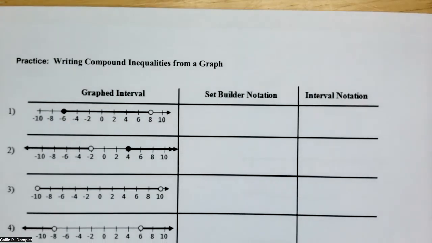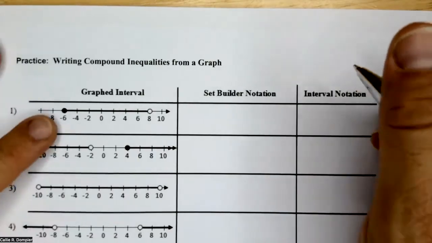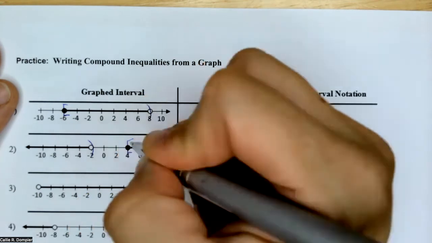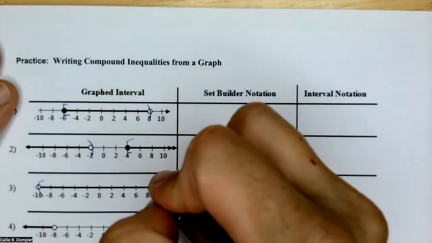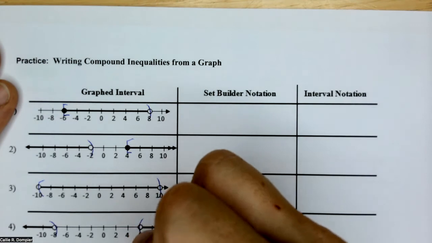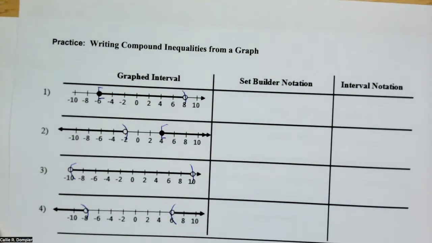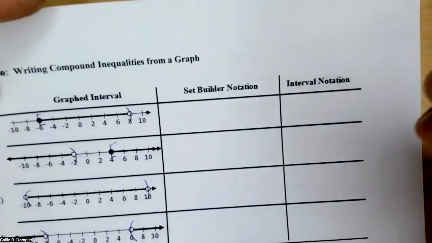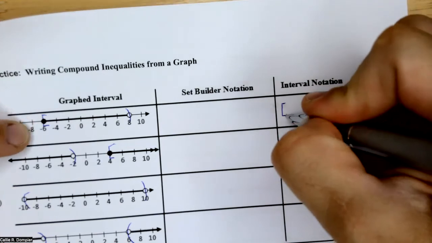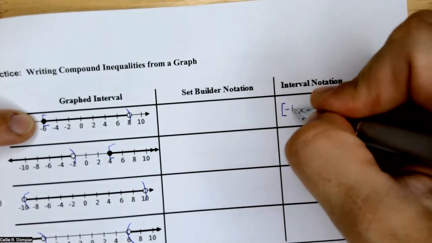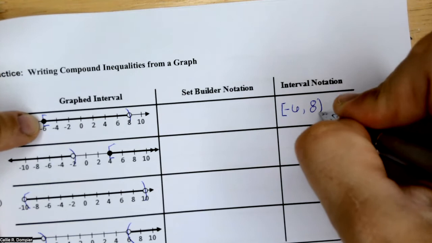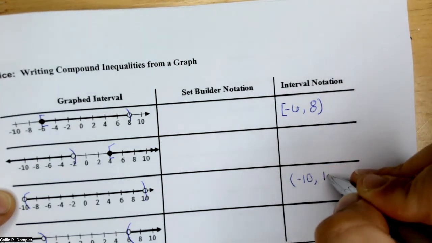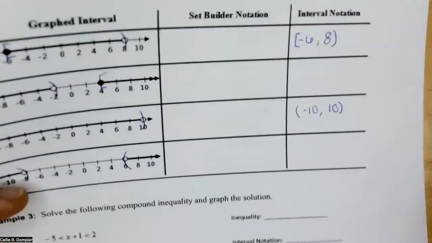All right, let's look at a graph and see if we can write it in interval notation. Remember, that's a bracket, that's parentheses, that's parentheses, that's a bracket, that's parentheses. I wouldn't worry about 2 or 4. We're just doing "and" and those are "or." So we're going to start with a bracket at negative 6, and we're going to go to 8 with parentheses. Here we're going to start with a parentheses at negative 10, and go to a positive 10 with parentheses.